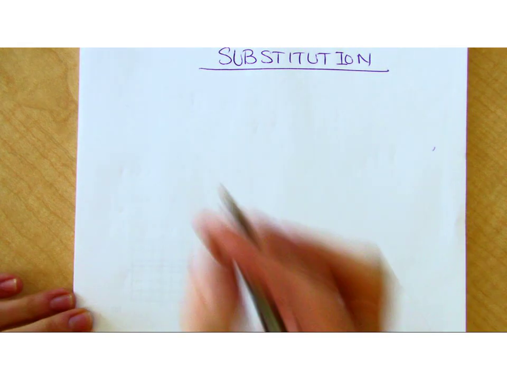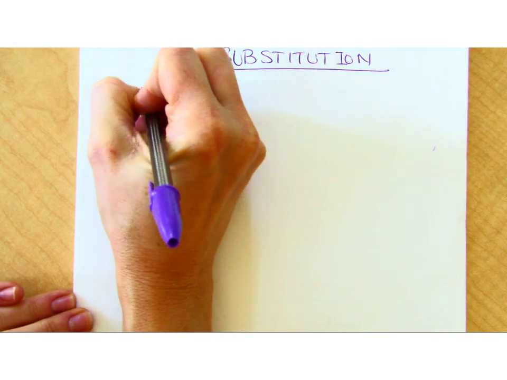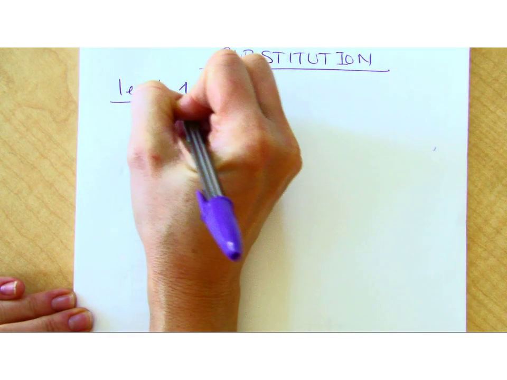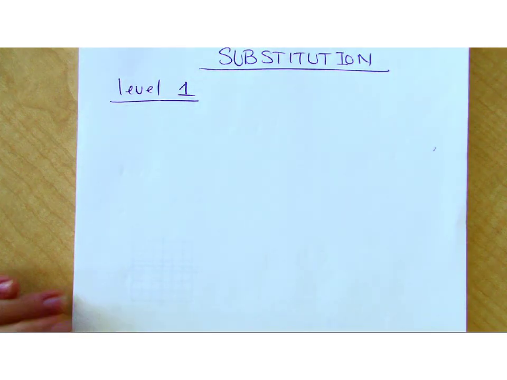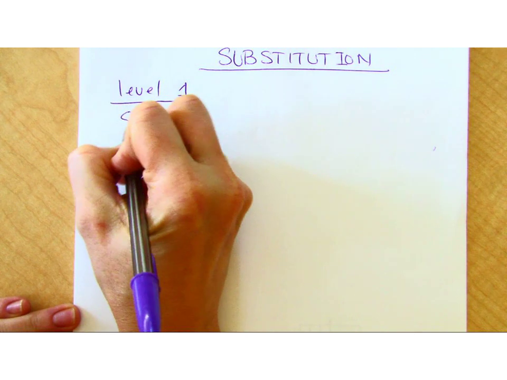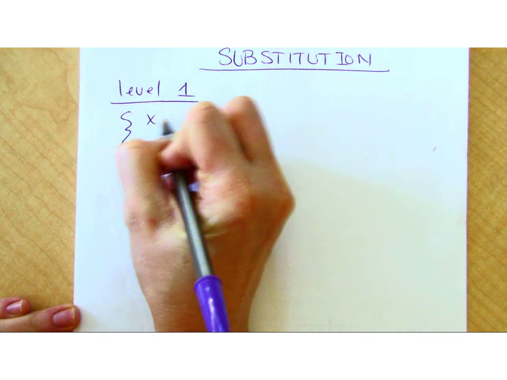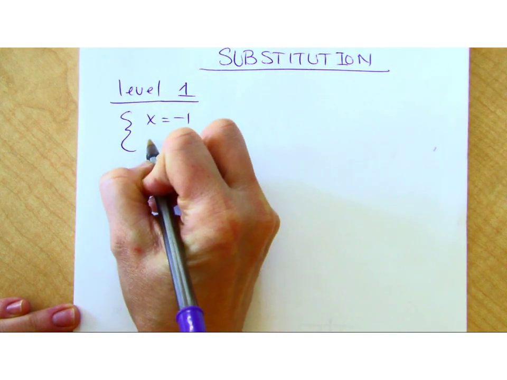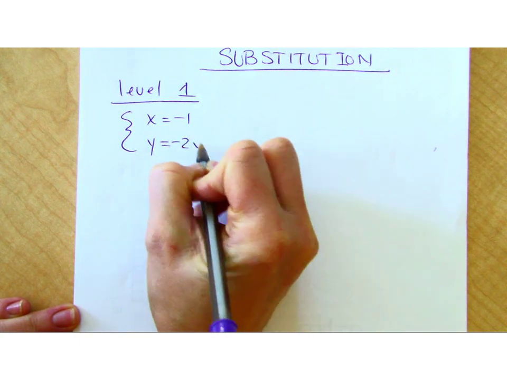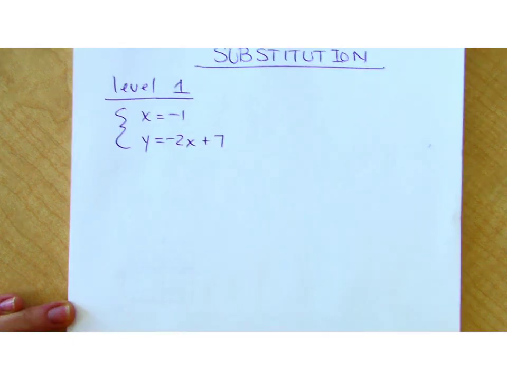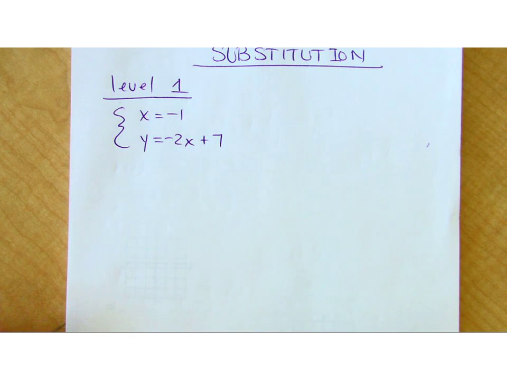Okay, so we're going to equate this to different levels. A level 1 substitution problem is really simple, just like level 1 video games. They're pretty easy. Almost everybody can pass this level without much hassle. So if I give you x equals -1 and y equals -2x plus 7 and ask you to solve the system.